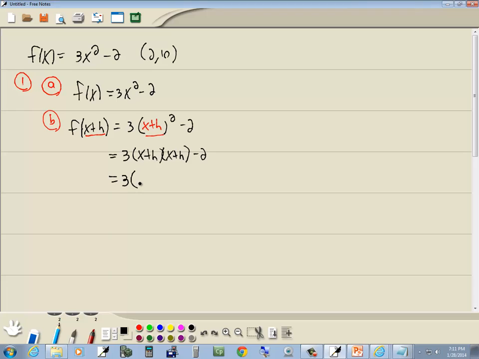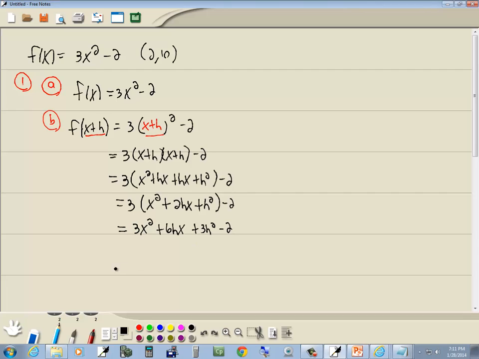3 times: x times x is x squared, x times h is hx, h times x is hx, h times h is h squared, minus 2. Which gives us 3 times x squared plus 2hx plus h squared, minus 2. Now multiply the 3 through. 3 times x squared is 3x squared. 3 times 2hx is 6hx. 3 times h squared is 3h squared, minus 2.